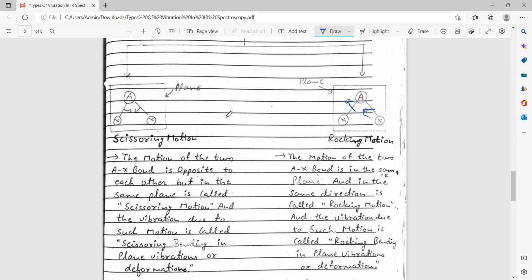If you are not aware how many types in-plane bending vibrations can be classified into, it's a trick like RS nomenclature. In RS nomenclature, as you know, R means rectus and S means sinister. But here, in in-plane bending vibrations, R means rocking and S means scissoring. So by this trick, you can also remember it: scissoring motion and rocking motion.